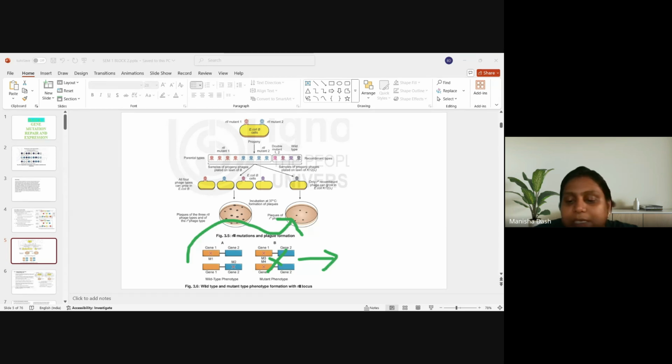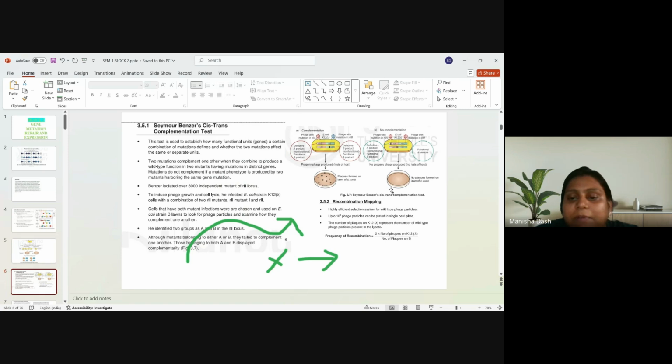This test, which I told you is known as the cis-trans complementation test, was explained and established by Seymour Benzer in T4 bacteriophage.